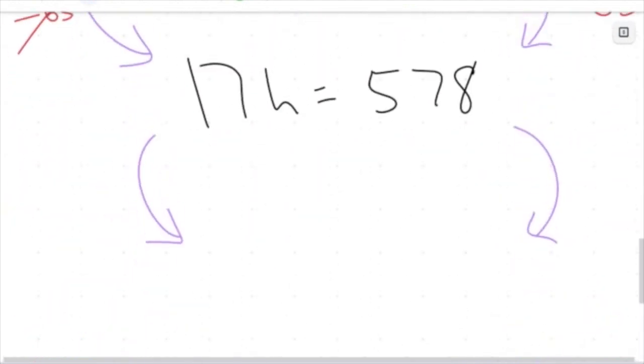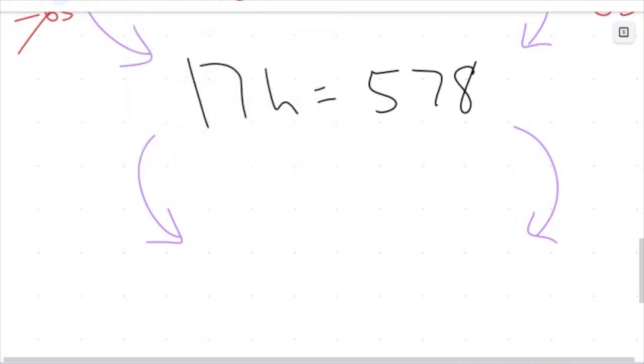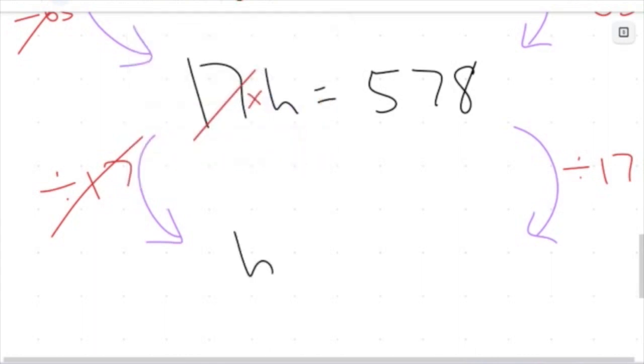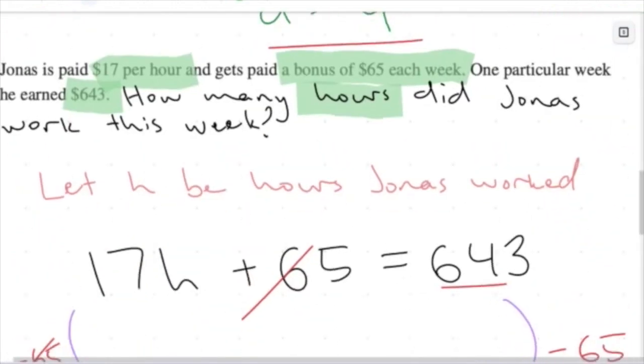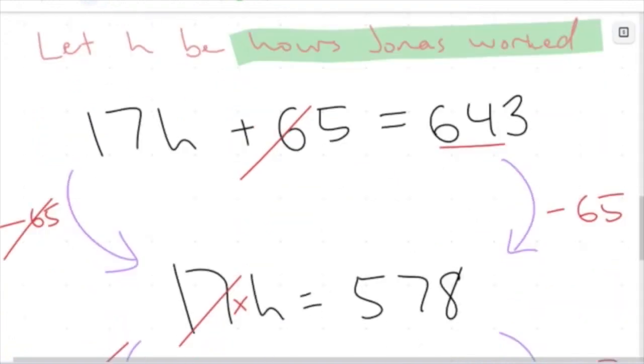But now that I get here, there's one more thing I need to do, and that is I'm multiplying h by 17, and that gives me 578. So I can find h by dividing both sides by 17. I'm timesing here, so the opposite to that is dividing by 17. That's going to leave me with h. And when I divide 578 by 17, I get 34.